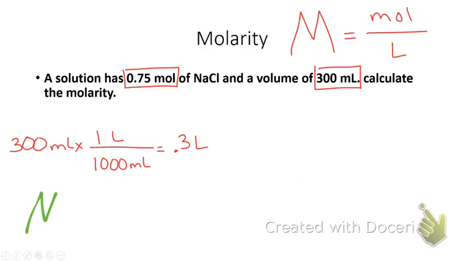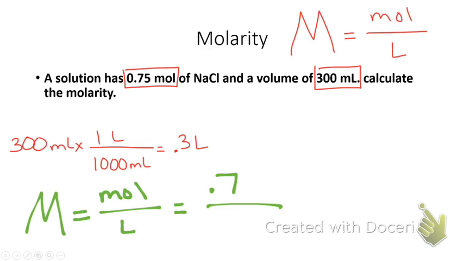Let me write out my equation here. Molarity is equal to moles per liter. The moles was given in the problem as 0.75. And we just calculated liters. Please don't make my favorite mistake and accidentally put 300 milliliters here. If you did that, please cross it out. You cannot use milliliters. This equation specifically has you using liters.